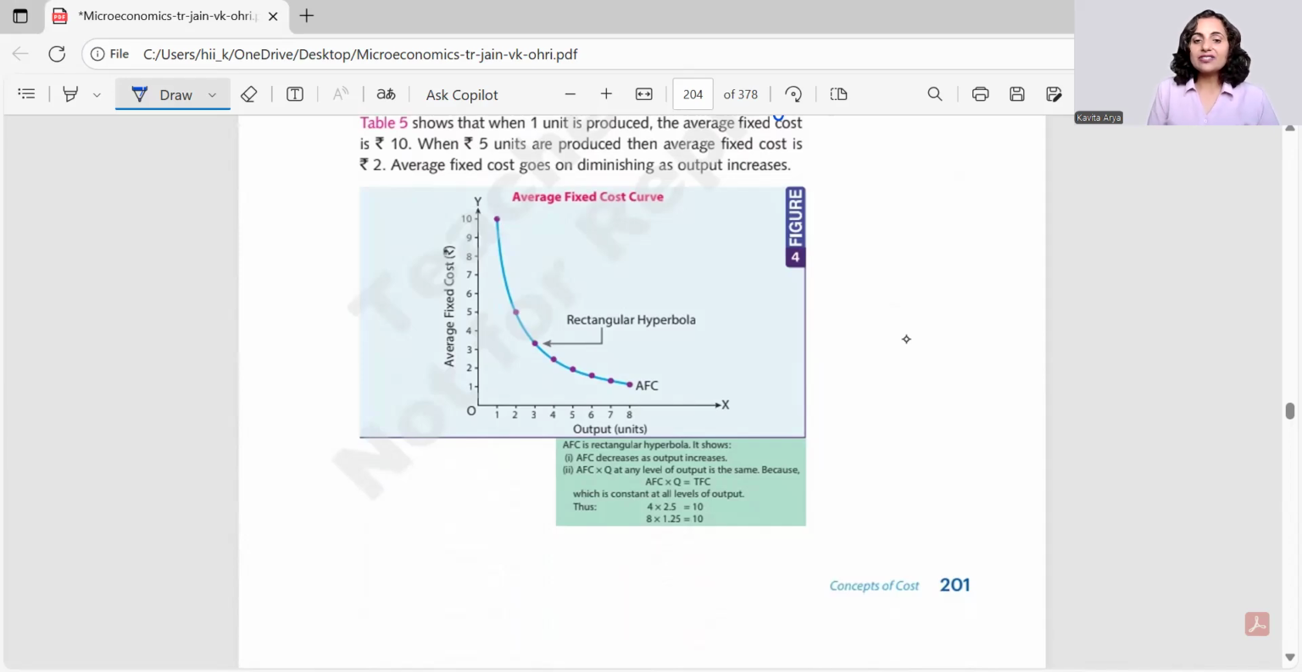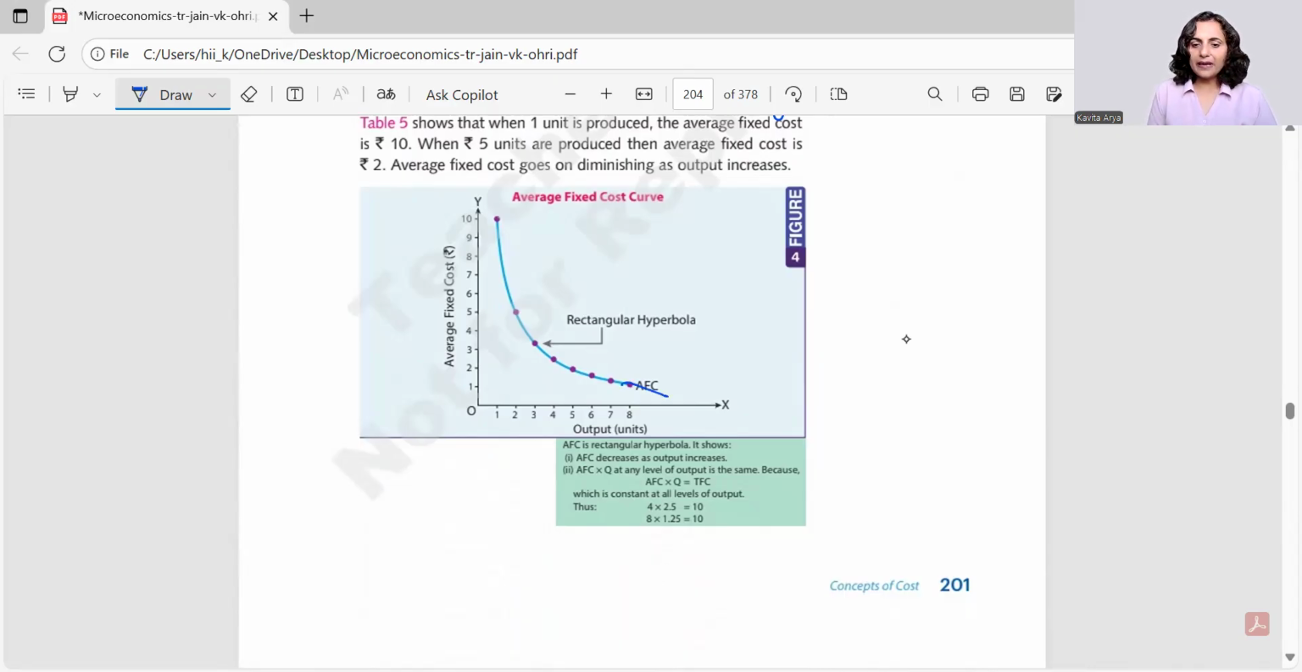Why? Because it's just going down, down, down. There is a question which is often asked in the paper: would this AFC meet at some place when it is extended? No, it would never be so. Why would it never be so?